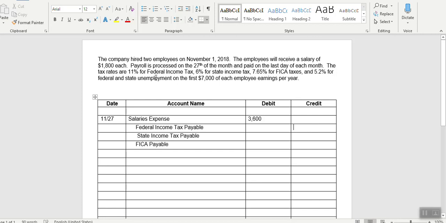So we're going to calculate our tax. It says tax rate is 11% for federal income tax. So I'm going to take the $3,600 times 11%. It's $396. State was 6%, so I'm going to take the $3,600 times 6% is $216. And FICA was 7.65%, and that's Social Security and Medicare lumped together. So $3,600 times 7.65%.